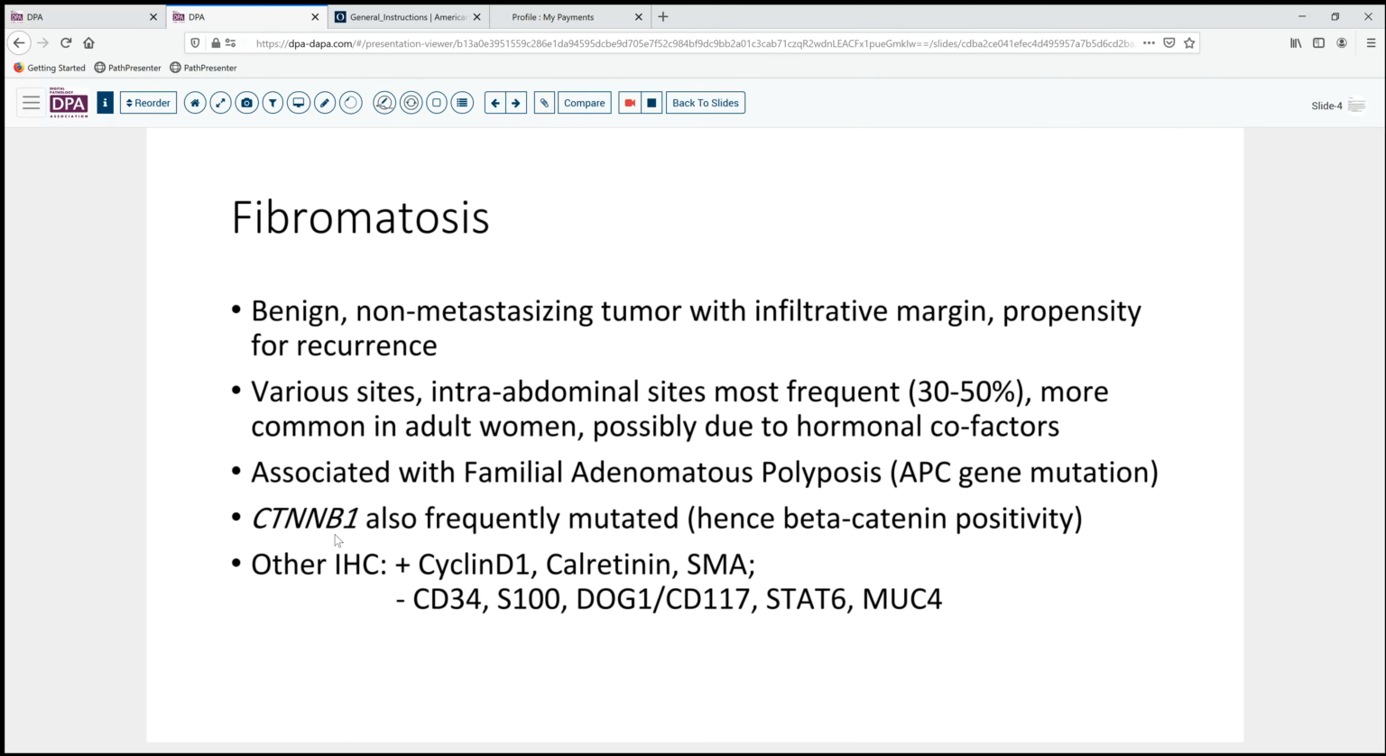Now, the CTNNB1 gene also is frequently mutated and hence accounts for the beta-catenin positivity that is seen with this tumor, which is characterized, in addition to beta-catenin, as having positive cyclin D1, calretinin, and sometimes SMA, but will be negative for solitary fibrous tumor markers or CD34, S100 or other neural markers, and certainly negative for the GI stromal tumor markers, as well as STAT6 and MUC4.